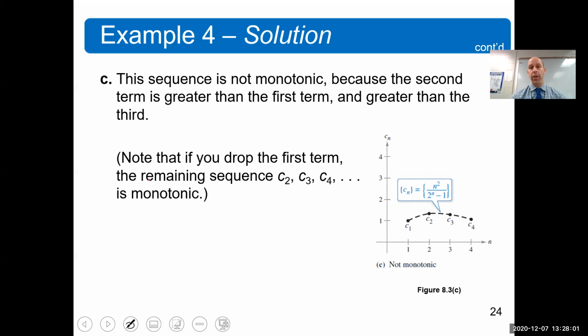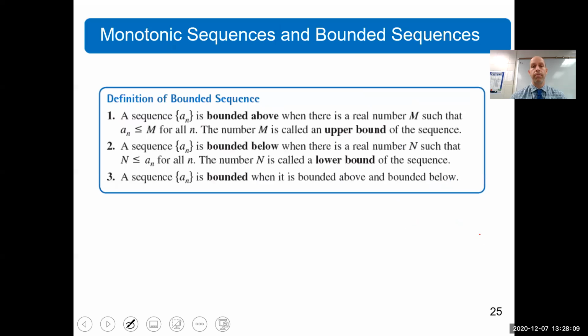Finally, if we look at this one, you can just look at the graph here, and you can tell it goes up, but then it comes down. So this one is not going to be monotonic. This is not monotonic. Let's go ahead and finally talk a little bit about monotonic and bounded sequences.